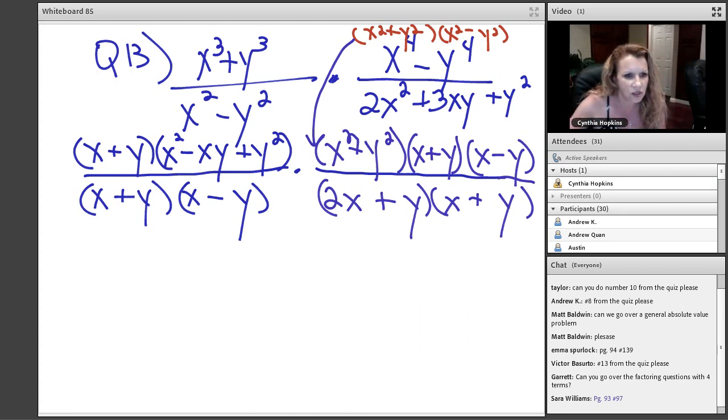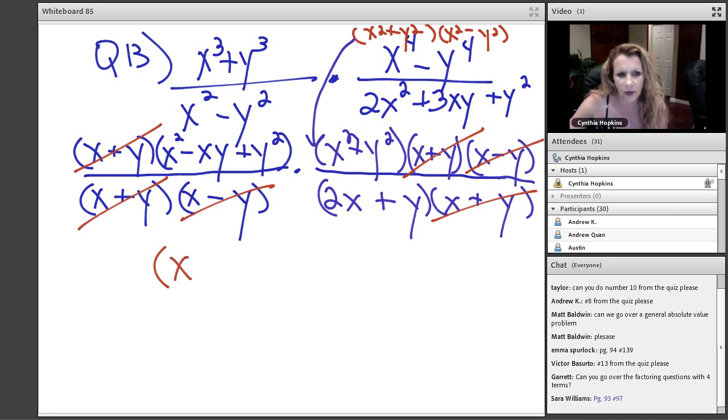Everything's factored. Let's switch to red, and let's start crossing out. Okay, I see an x plus y and an x plus y. Those cancel. Let's see. I see another x plus y and an x plus y. Those cancel. Oh, I see an x minus y with an x minus y. And I think we are done.